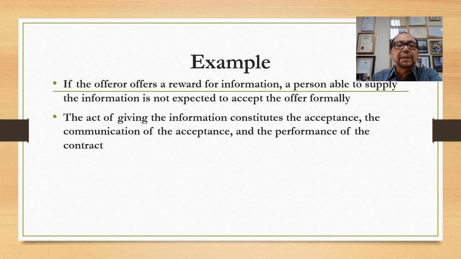So we have the example there, the special case. If the offerer offers a reward for information, a person able to supply the information is not expected to accept the offer formally. So the act of giving information constitutes the acceptance. Okay, it is a combination of acceptance and performance of the contract. That means the contract is complete already.